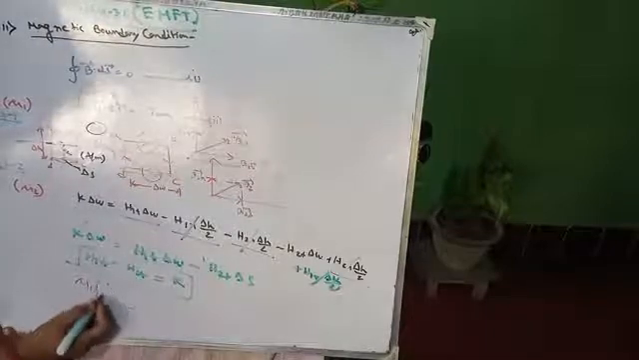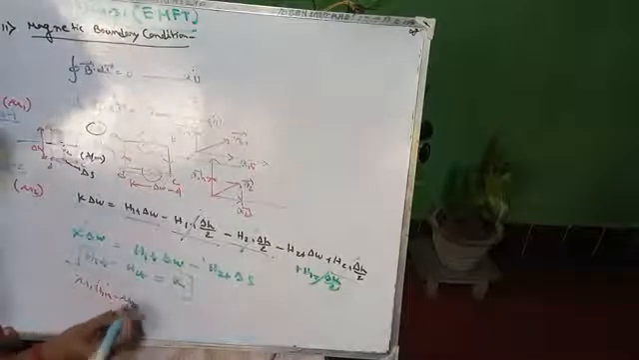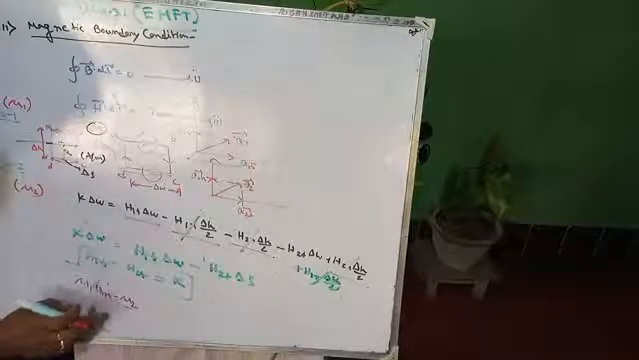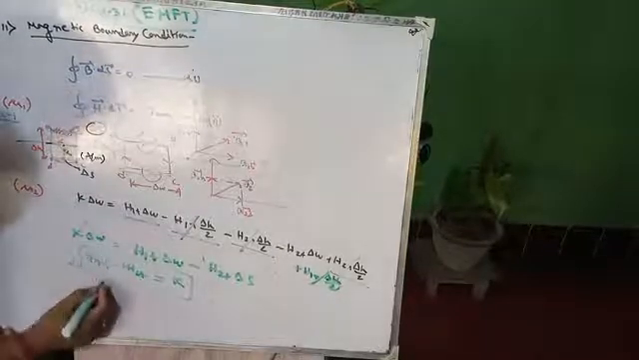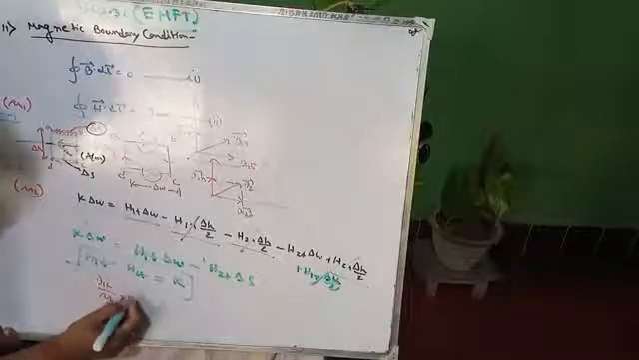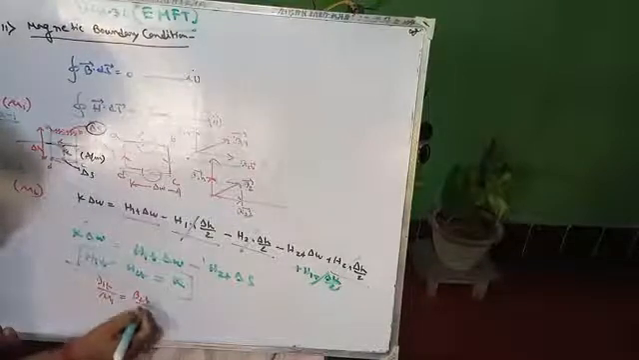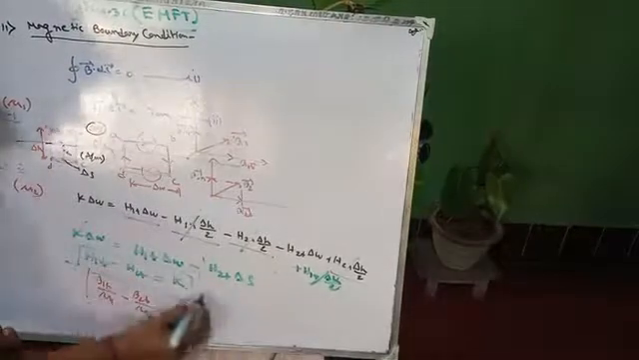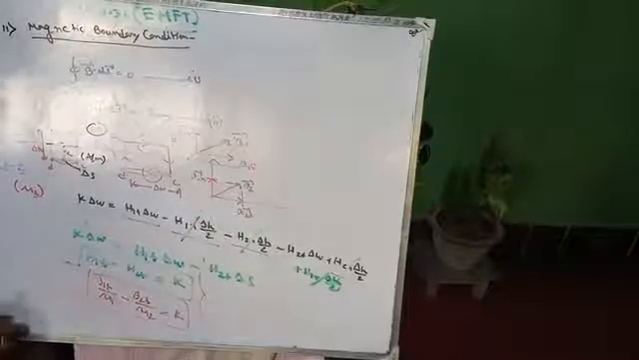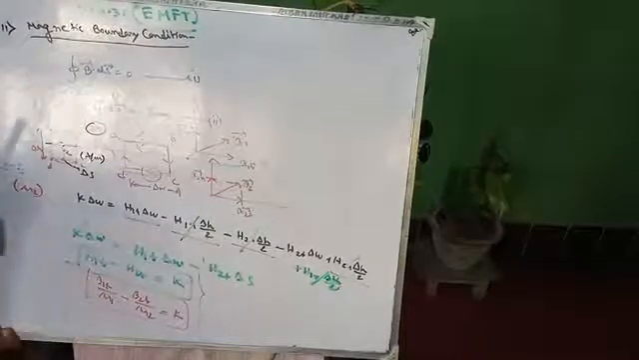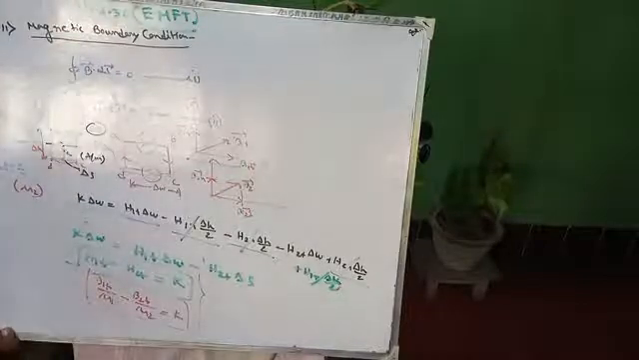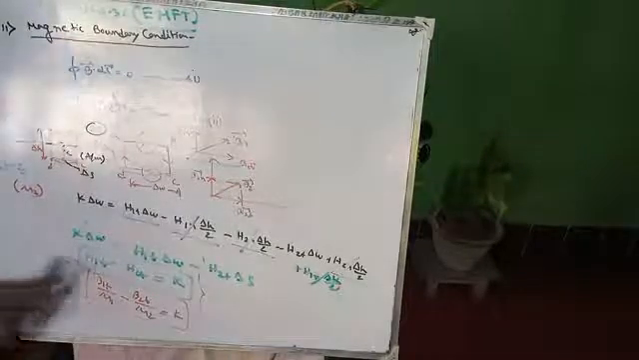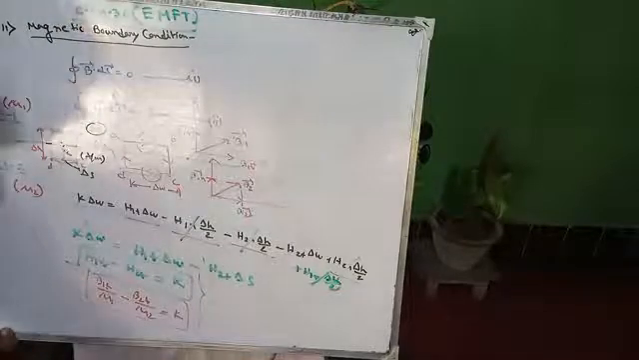So b1t by mu1 minus b2t by mu2 equals K. Okay, these two are the second boundary conditions obtained by applying Ampere's circuital law. The previous one was obtained by applying Gauss's law in magnetostatics, and now it is Ampere's circuital law.